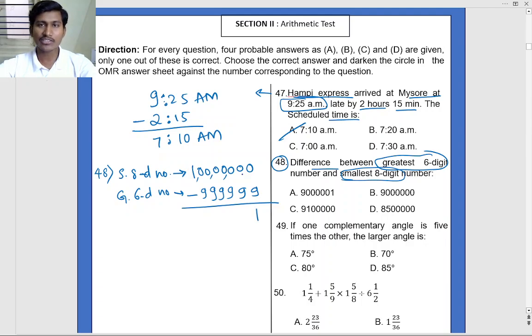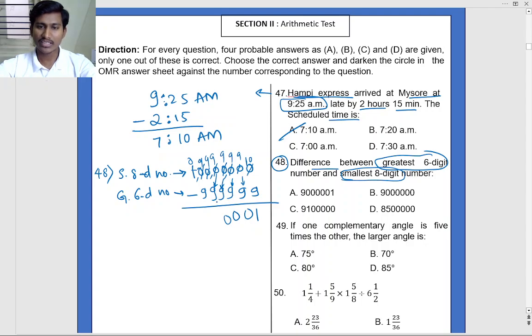Here also 9 will be there, right? So 9 minus 9 is 0, 9 minus 9 is 0, then here 10 will be there. This is 9, this is also 9, this is also 9, this is also 9, this is also 9. Then here it is 0. So 9 minus 9 here, 9 minus 9, 9 minus 9, 9 minus 9 here, right?